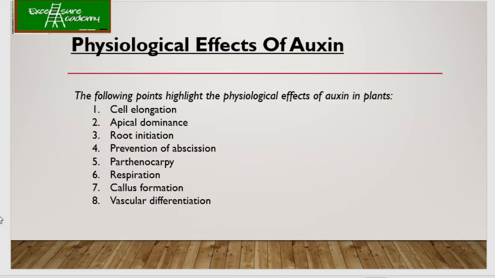Coming to the physiological effects of auxins, this is what we are going to discuss now. We already know the presence of auxin is going to increase the cell length or cell elongation. It also shows apical dominance, root initiation, prevention of abscission, parthenocarpy, respiration, callus formation, and vascular differentiation. Each physiological effect we'll discuss in detail now.